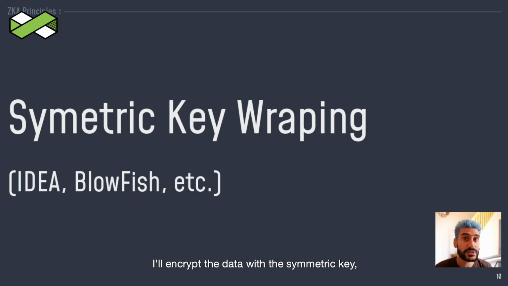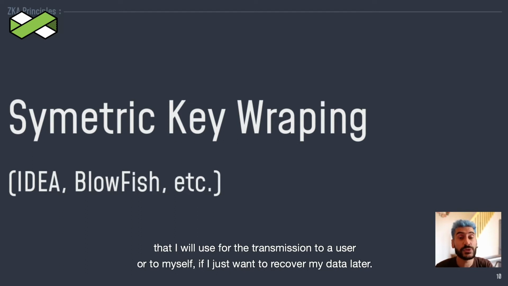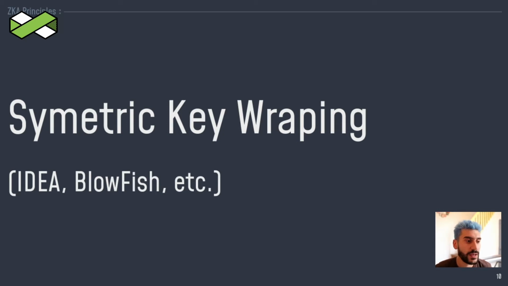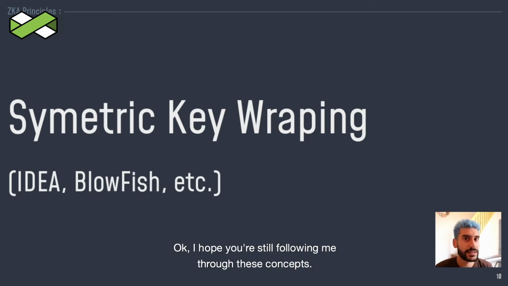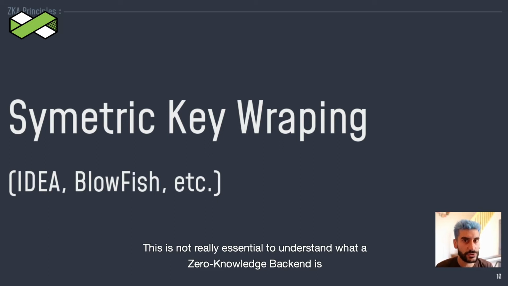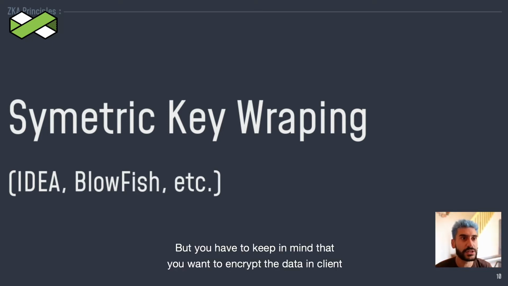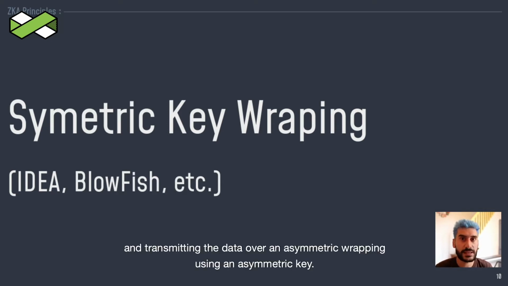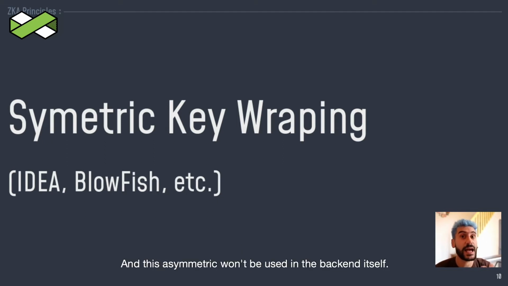I will encrypt the data with a symmetric key, and I will encrypt the symmetric key with the public key that I will use for the transmission to another user, or to myself if I just want to recover my data later. Okay, I hope you are following me in this kind of concept. This is not really essential to understand what a zero-knowledge backend is and how it works, but you have to keep in mind that you want to encrypt the data in the client using a key, probably a symmetric key, and transmit the data over an asymmetric wrapping using asymmetric keys, and these asymmetric keys will be used in the backend itself. All right, then.